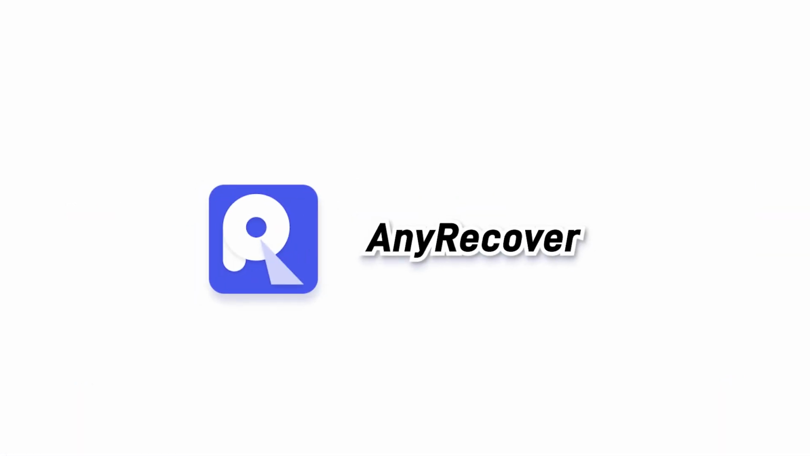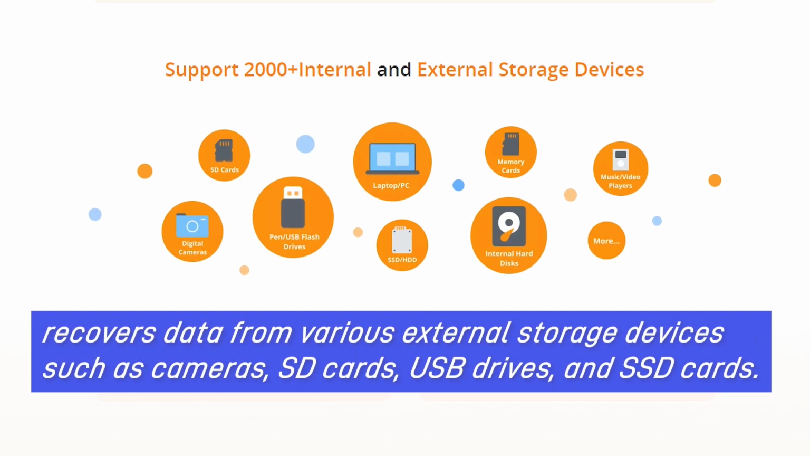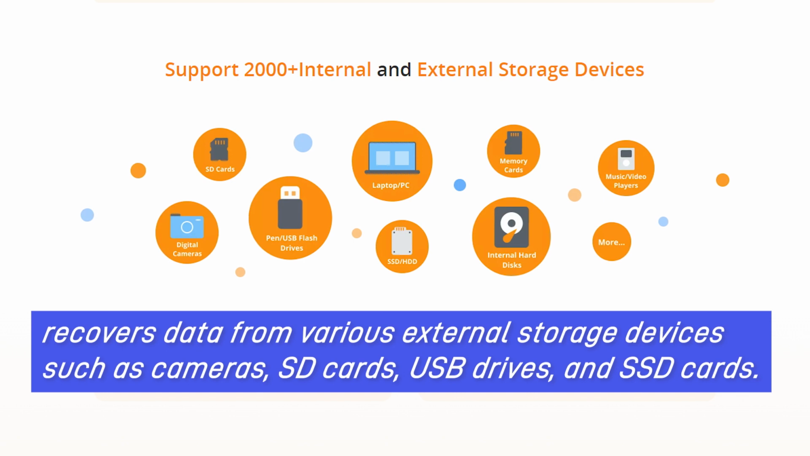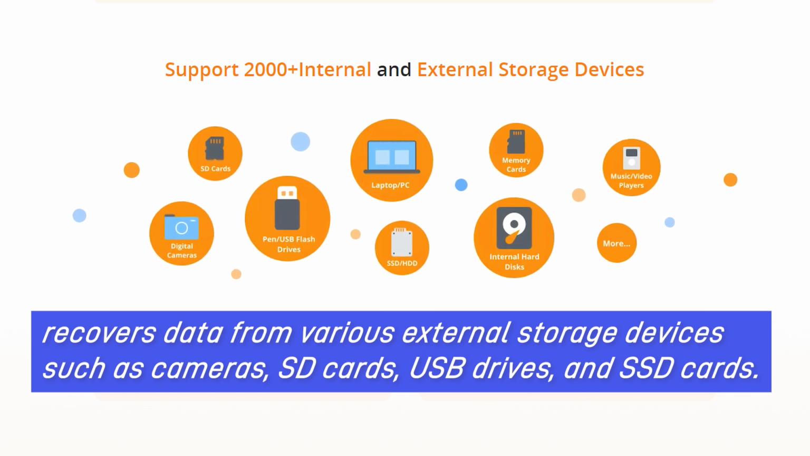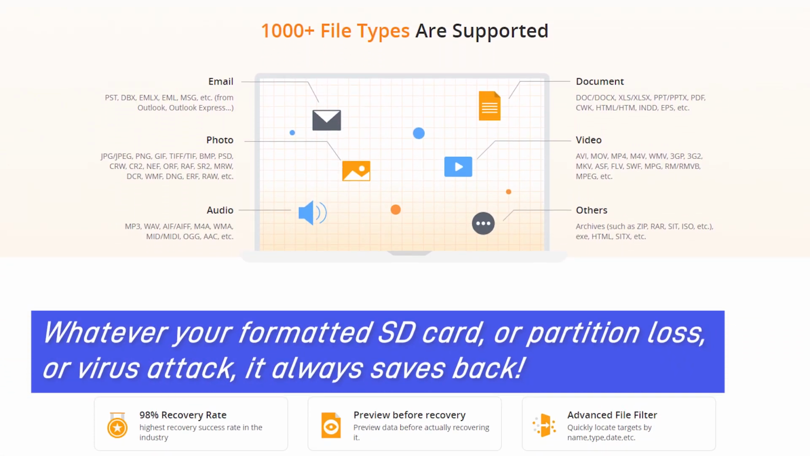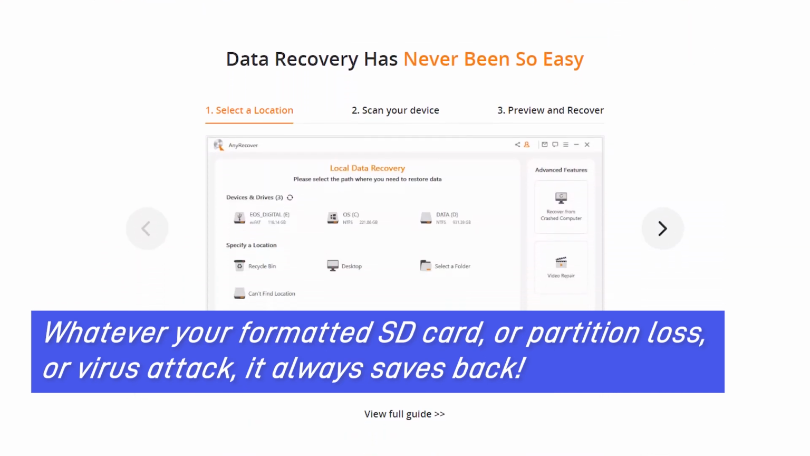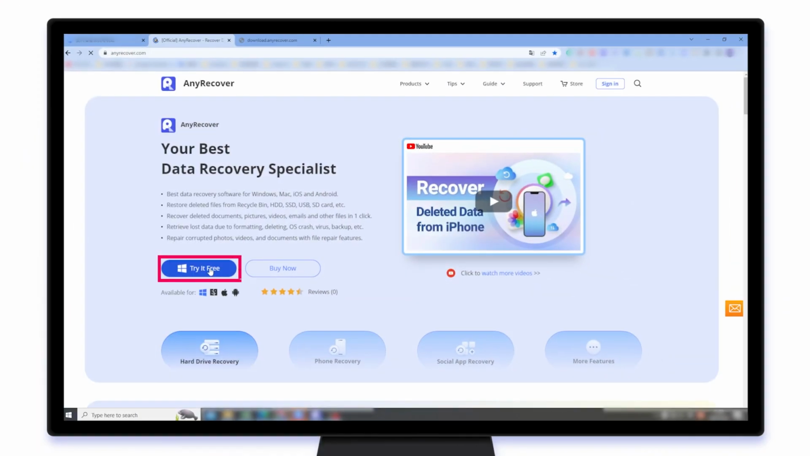If these ways are not working, here is a highly recommended professional tool. AnyRecover makes all your files visible, even those hidden on the SD card, and recovers data from various external storage devices such as cameras, SD cards, USB drives, and SSD cards. Whether your SD card is formatted, or you have partition loss, or a virus attack, it always saves you. Simply click on the free download link and get started.